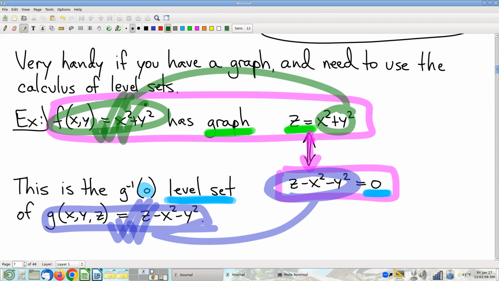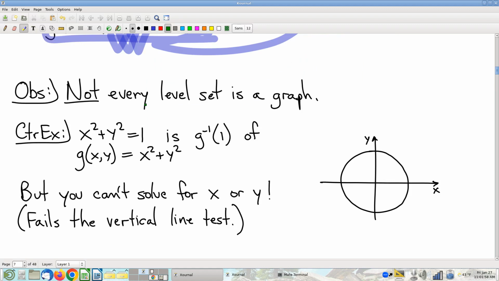Okay. All right. Now, notice this is a one-directional deal. Not every level set is a graph. If you have a level set, you might be able to rewrite it as a graph, but you might not. And keep in mind, if you wanted to rewrite something as a graph, it means you need to solve for one of the variables. I need y equals or x equals something, some function. And you just can't do that sometimes. In fact, I'd say often can't do that.